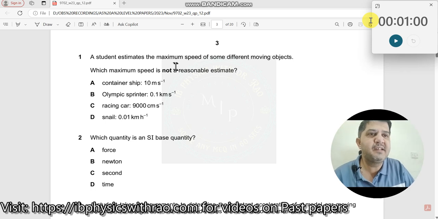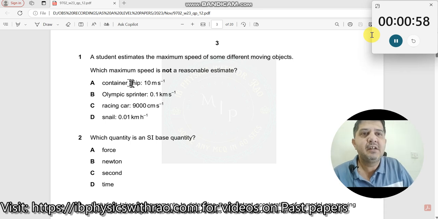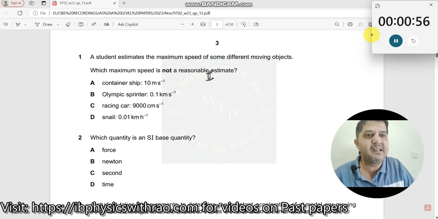So a student estimates the maximum speed of some different moving objects. Which maximum speed is not a reasonable estimate? Okay, which of them is not a reasonable estimate? So how do we do this?